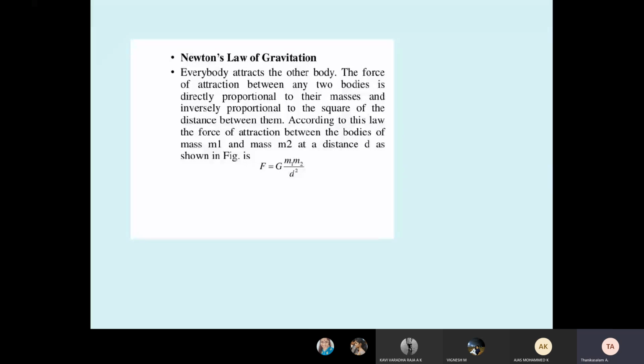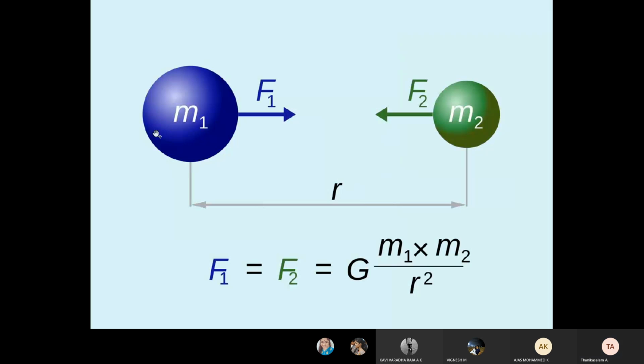Every body attracts the other body. The force of attraction between any two bodies is directly proportional to their masses and inversely proportional to the square of the distance between them. According to this law, the force of attraction between the bodies of mass m1 and m2 at a distance r, as shown in the figure. See here, figure. This is mass m1, m2. This is force f1, this is force f2. Therefore, as per the law, f1 equal to f2 equal to G into m1 into m2 divided by r squared. G equal to the universal gravitation constant value.